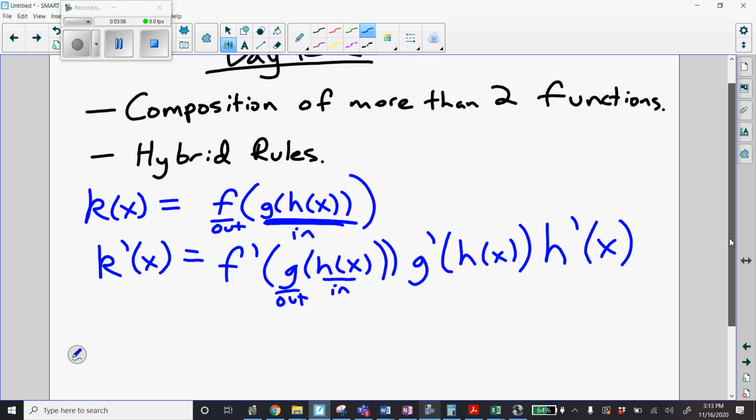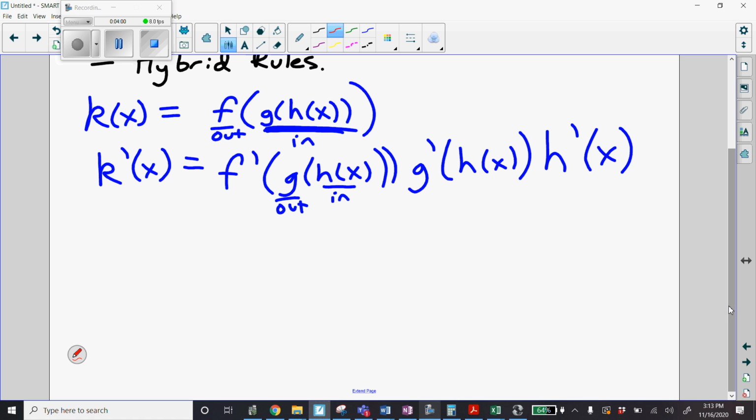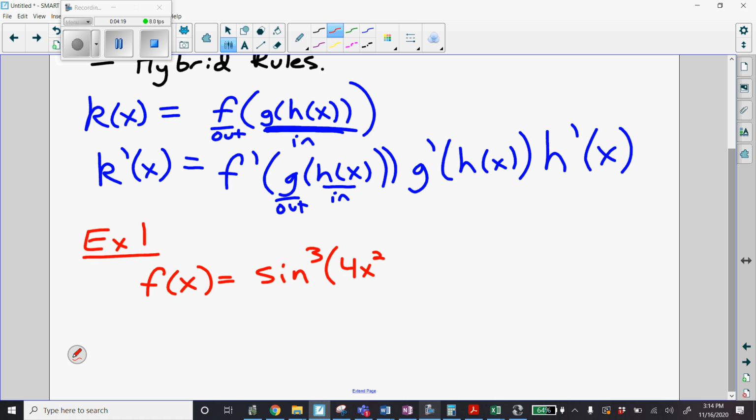Let me show you an example of what this can look like. We might see a function like this. So if we see something like this, the function f of x is sine cubed of 4x squared. What we have here is a composition of 3 different functions. 4x squared is a function within sine of x, which is a function within x cubed. Again, it's going to be helpful to think of this exponent here as we are cubing the entire sine of 4x squared.